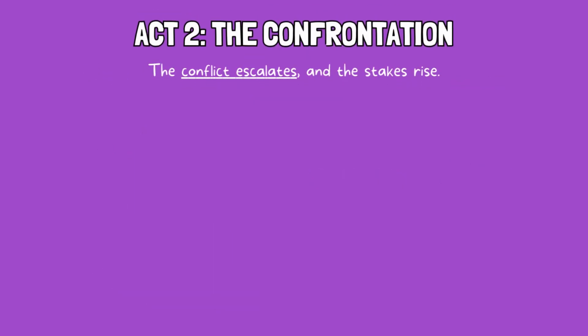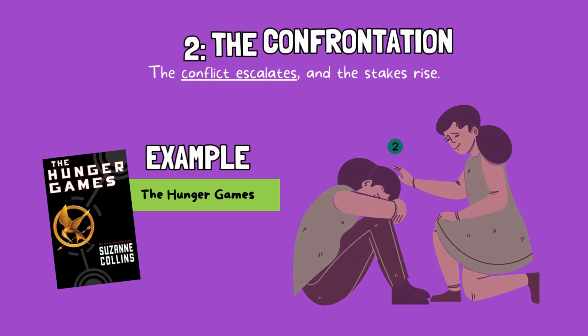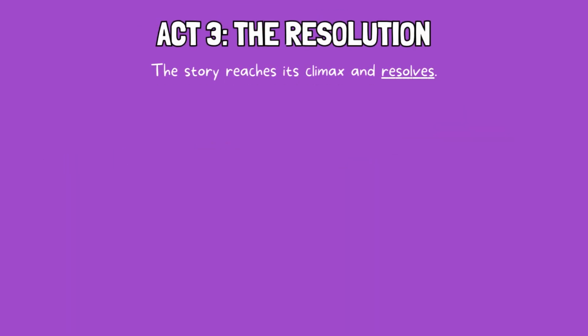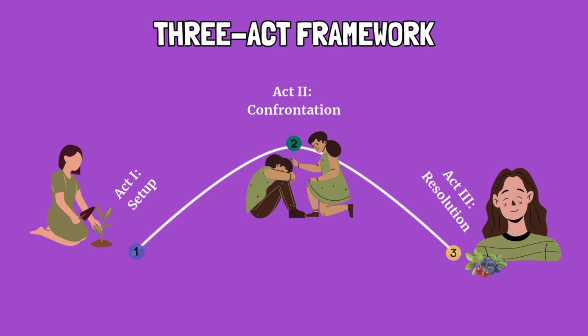Act 2, the confrontation. The conflict escalates, and the stakes rise. In Hunger Games, this act includes the deadly events in the arena, alliances, and challenges. Act 3, the resolution. The story reaches its climax and resolves. In Hunger Games, this is when Katniss survives the games and her defiance with the berries. This structure feels natural because it mirrors how we experience real-life events: a beginning, a middle, and an end.